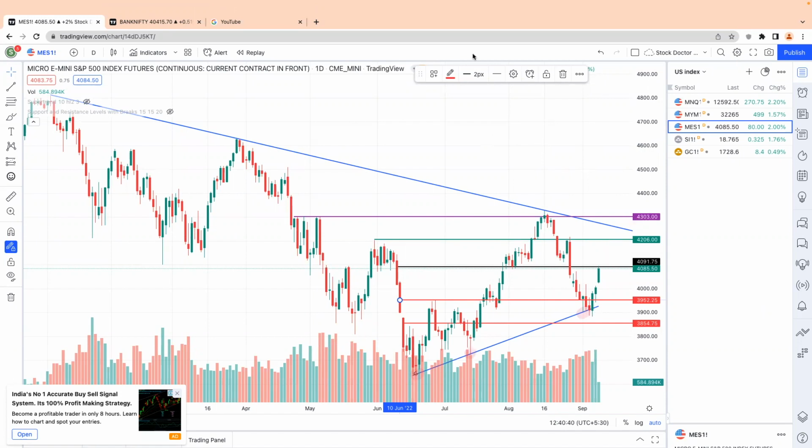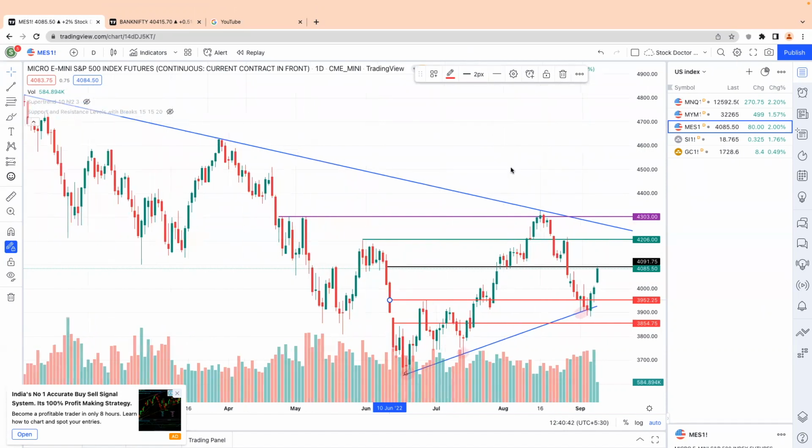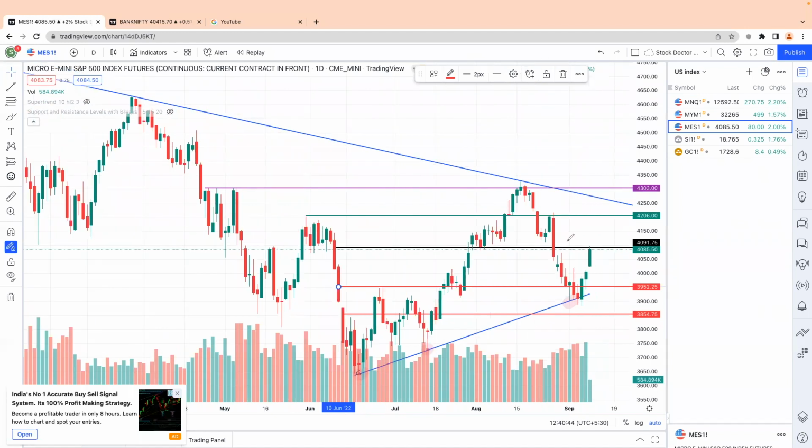Now if we talk about the downside, if we don't sustain above 4100 and start going back, then the first target is coming around 3950, which is 150 points down from here. Second target is coming around 3850. These are the two levels which I think we should watch for if market starts going down. So this was about all three indexes.